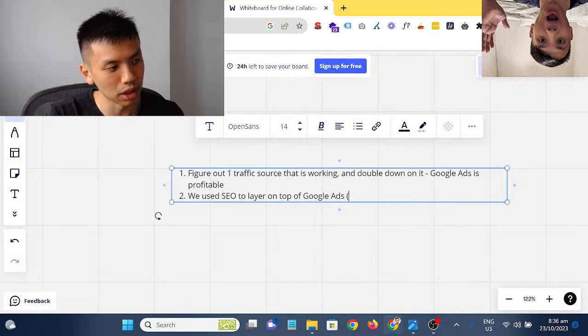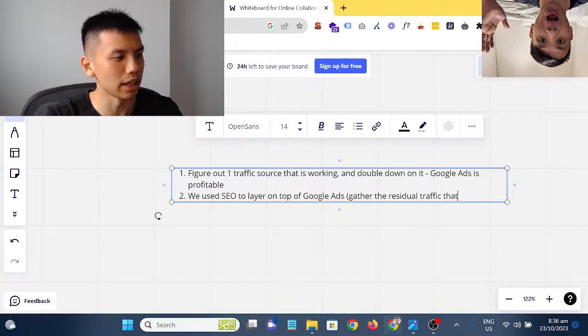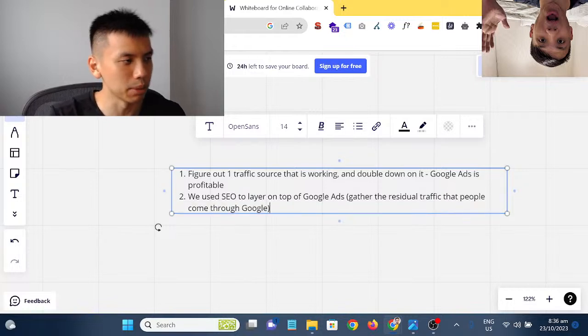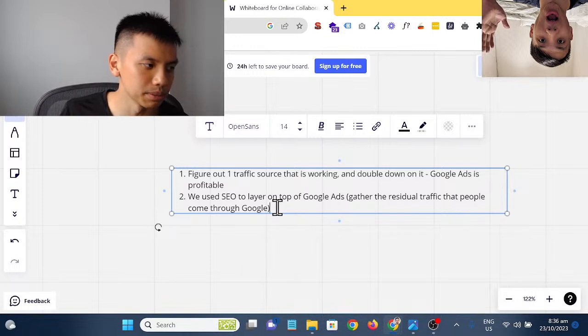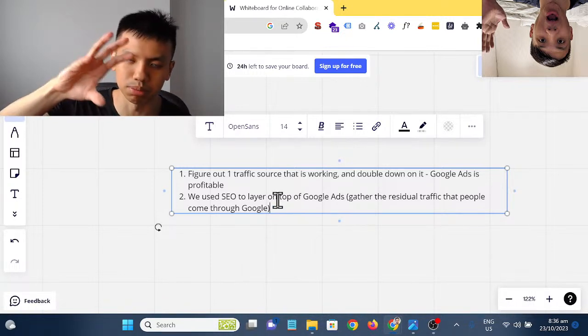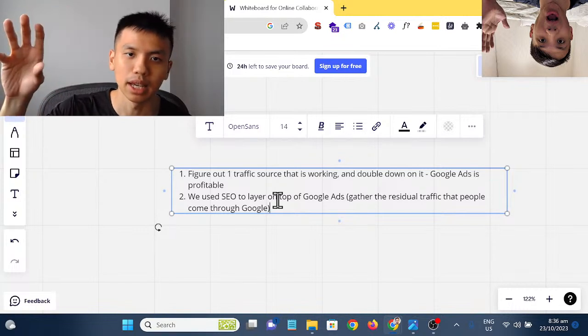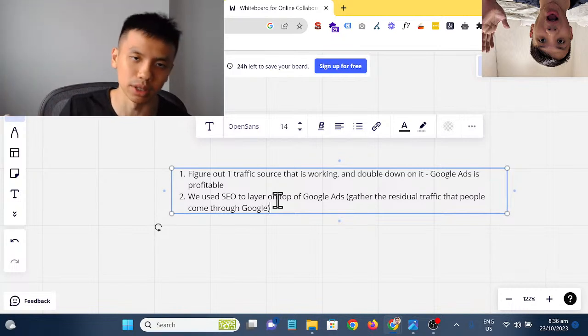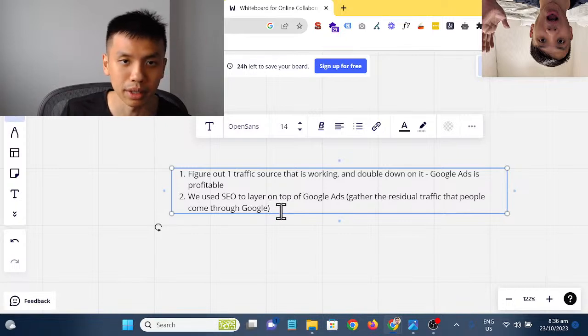And then we use that to gather the residual traffic that people come through Google, right? Because keep in mind, when somebody types in to Google, there are a certain bracket of people that click on the ads, and there are a certain bracket of people that only click on the organic search results. And in this case, we want to capture both, right?